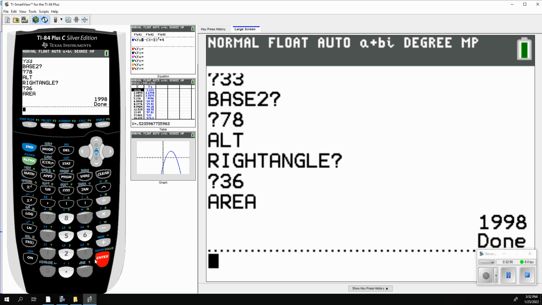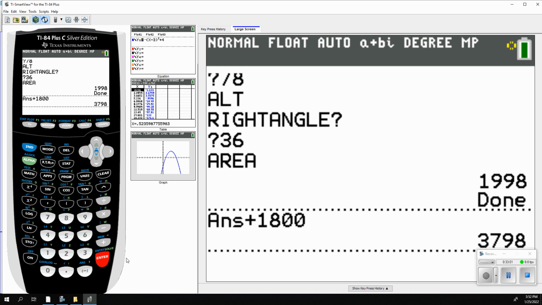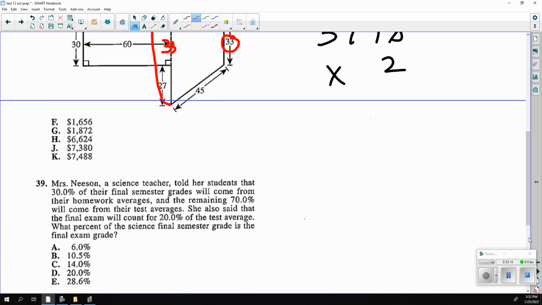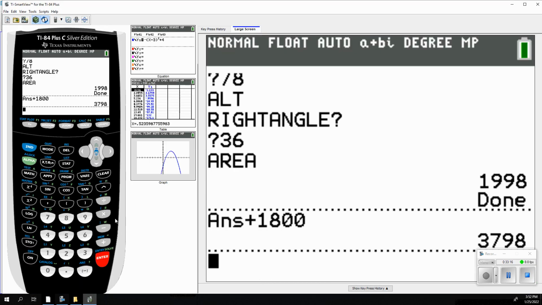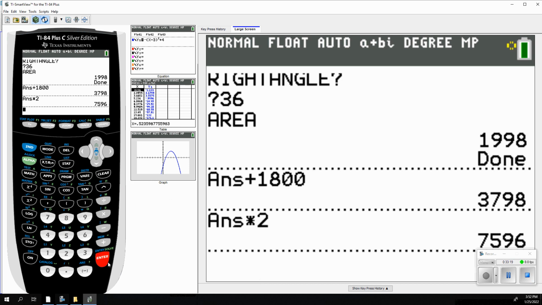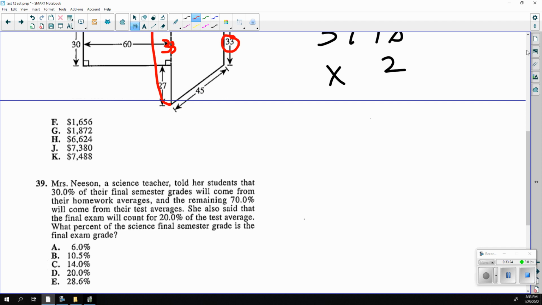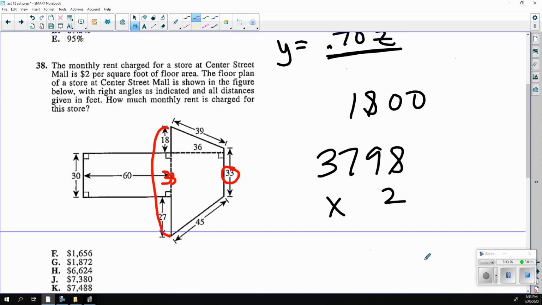And I'm going to add that to the 1,800, which I did in my head. Sorry, 37.98. And I almost missed it. It's $2 a square foot. So times the area by 2, and it should give you an answer, 75.96. Uh-oh, what happened? Did I do something wrong? 30 by 60.